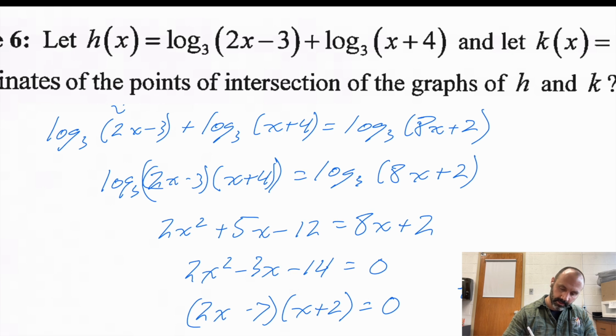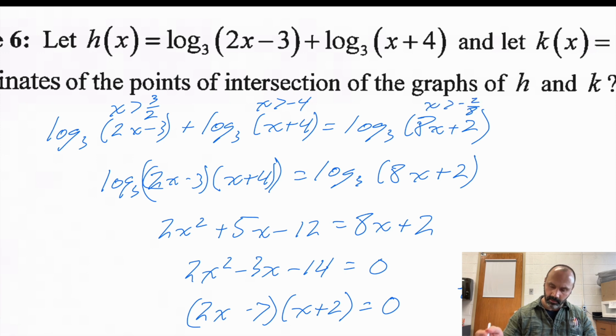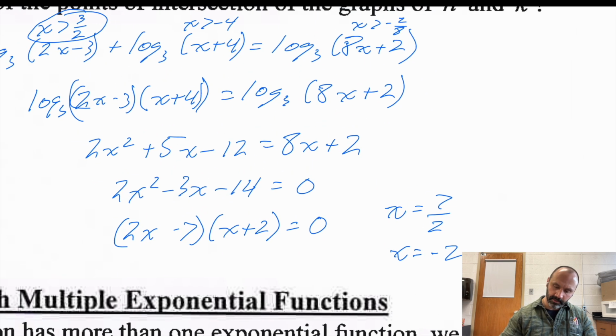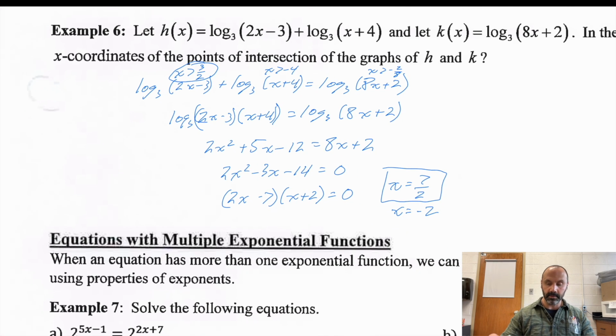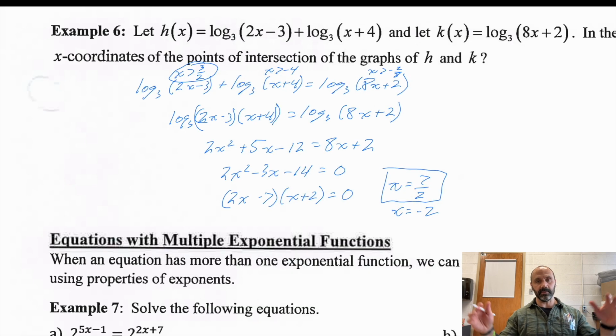Here, x has to be greater than 3 halves. Here, x has to be greater than negative 4, which doesn't matter because of the 3 halves. And here, x has to be greater than negative 2 over 8, or negative 1/4. So this is our restriction domain. Let's look at our solutions. So x equals negative 2 is ruled out, and we have x equals 7 over 2. That's our solution. So that's the x value of the place where these two functions cross on the xy axis.